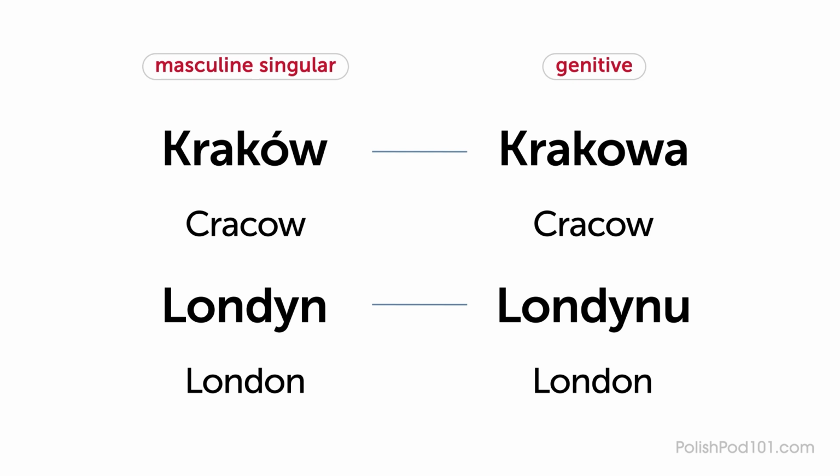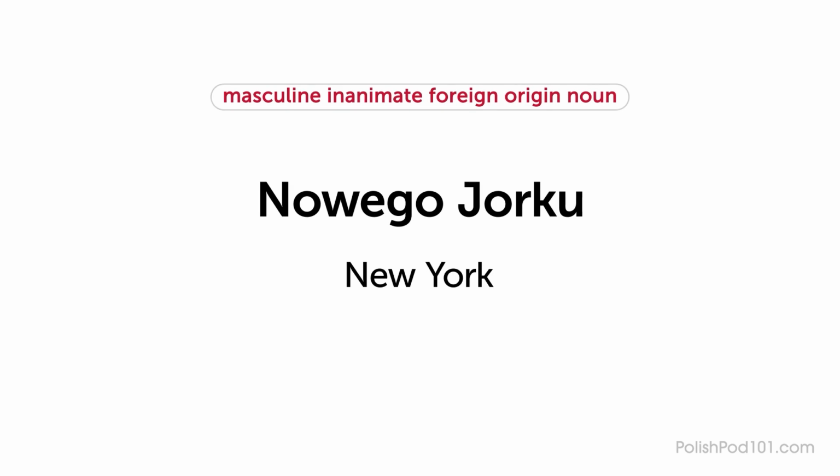There are some simple rules that will help you create the genitive case based on the ending of the noun. First, masculine nouns in Polish tend to end in consonants. To form the genitive for masculine, singular nouns, attach A or U. Kraków, Krakow becomes Krakowa. Londyn, London becomes Londynu. As a rule of thumb for masculine nouns, inanimate nouns or nouns of foreign origin in the genitive often end with U. Nowego Jorku, New York.